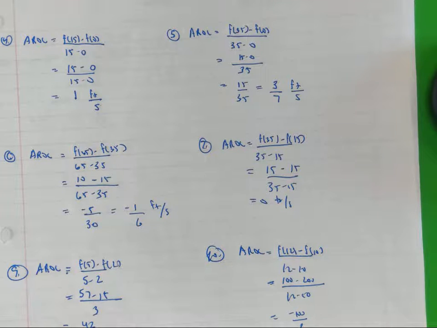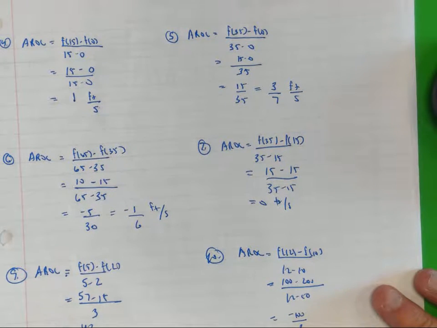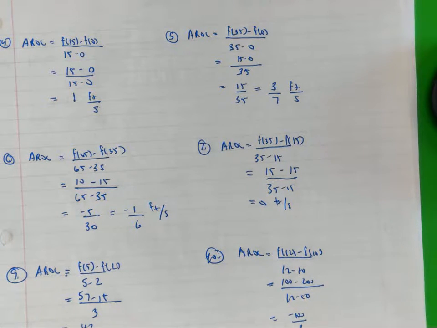So that's 4, 5, 6, and 7. 5 is 3/7 foot per second. 6 is negative 1/6 foot per second. And number 7 is 0.